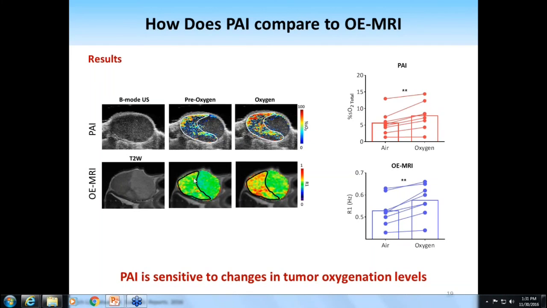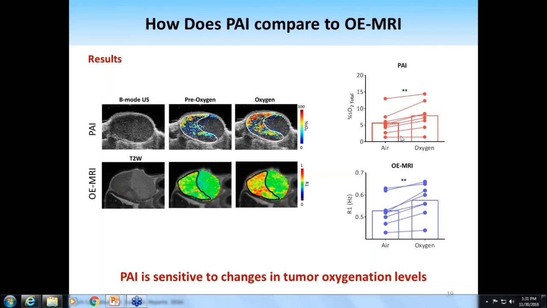And again, what was interesting is that this is a pseudo-colorized R1 image on top of this grayscale image. You can see that when we switched to oxygen, this left side of the tumor enhanced a lot. And on the right side, we essentially saw very little change. So this indicated that there is some heterogeneity within these tumors, and we were able to see it on both the photoacoustic imaging and oxygen-enhanced MRI.